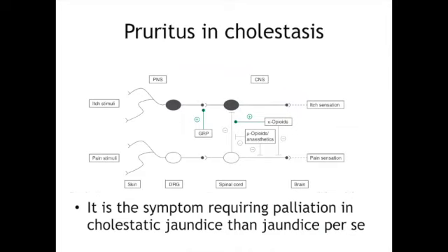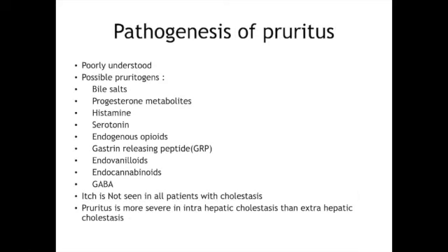So pruritus is the symptom which is requiring palliation in most of the cholestatic jaundice patients rather than the jaundice per se. The pathway which results in itch and pain are both the same. Whenever there is pruritus, the patient scratches. The scratch is a method of minor pain induction, because when you induce pain, the itch stimuli will be prevented from its action. So the pathogenesis of pruritus can be due to so many conditions.